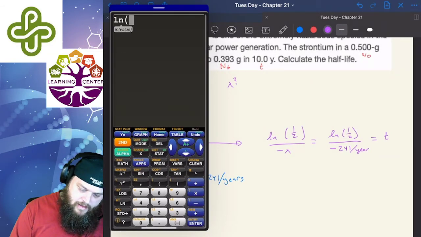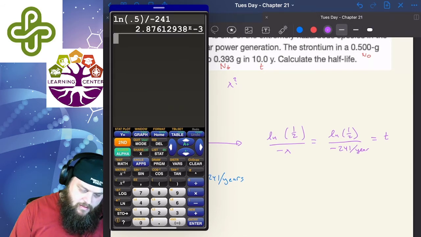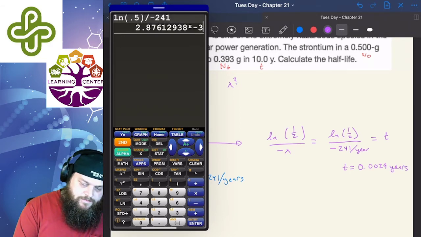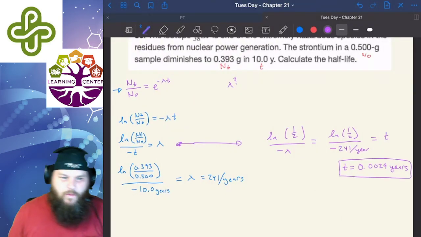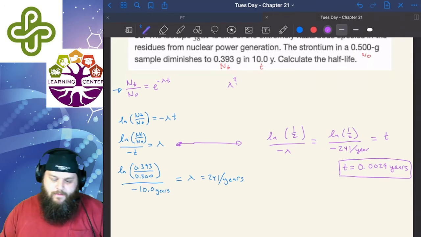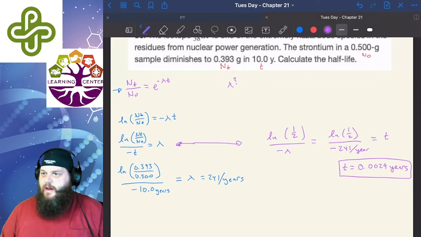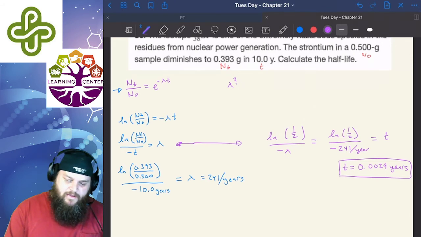and that would equal the time. So the natural log of 0.5 divided by negative 241, and that's equal to, time is going to equal 0.0029 years. So that's the half-life then of what we got. And we can figure out what that is in months or hours or minutes. It didn't ask us anything specific, so I'm just going to leave it right at that.